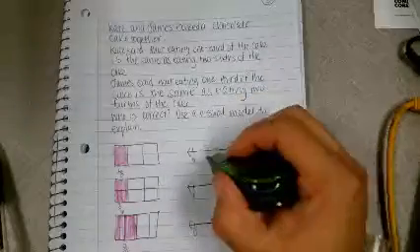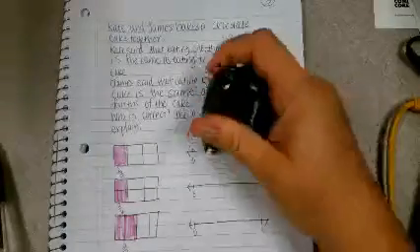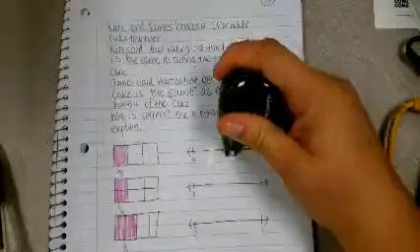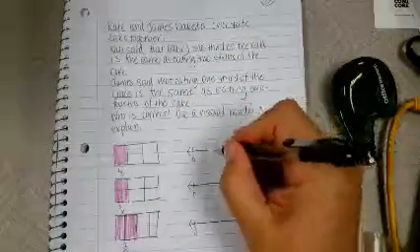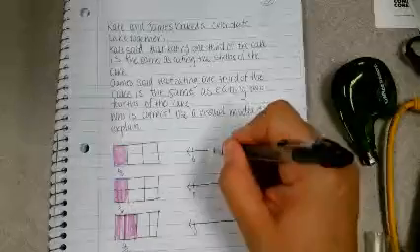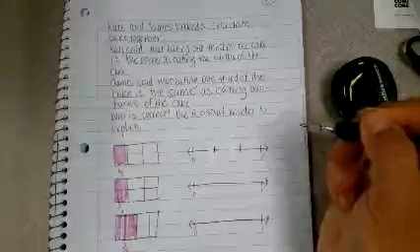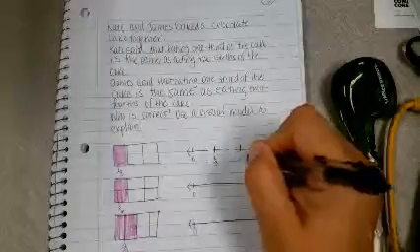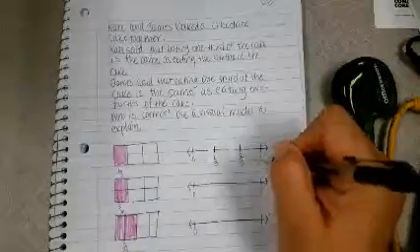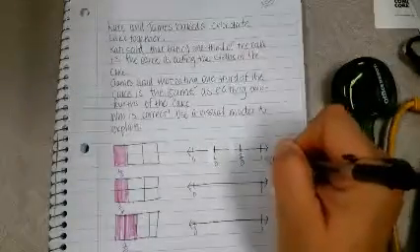Oops. This is why it's okay to mess up. One about here and one about there. Alright, so this will be 1/3, this will be 2/3. And 3/3 is the same as 1 whole.